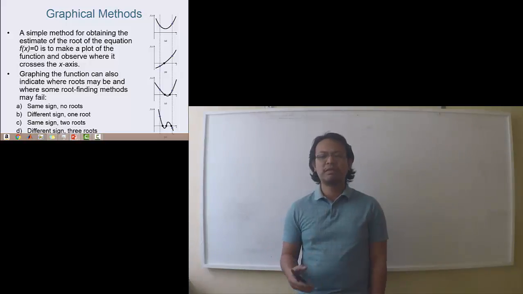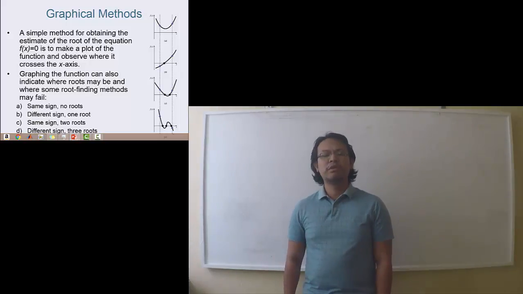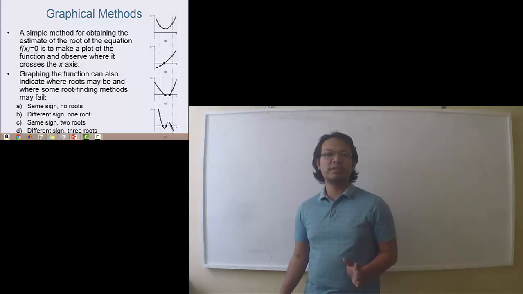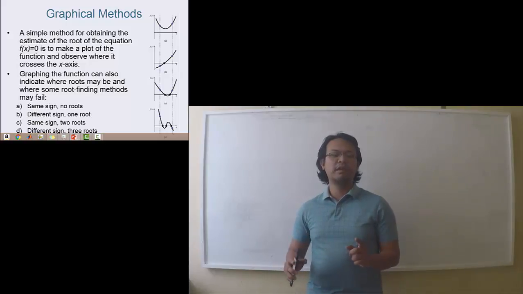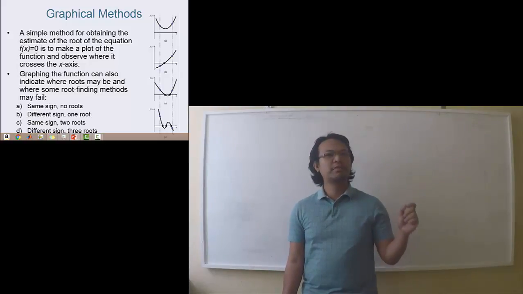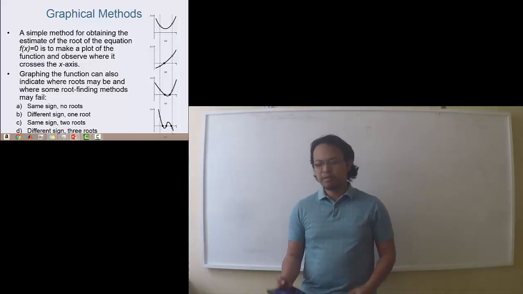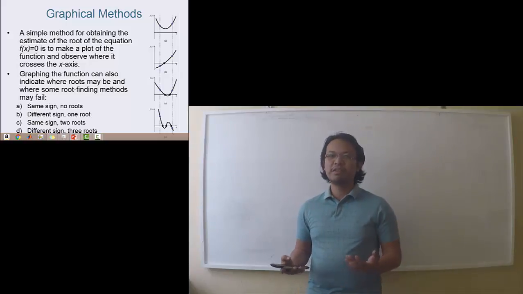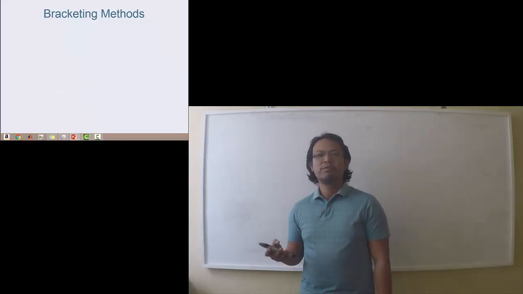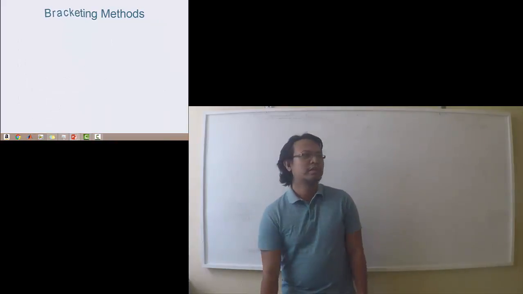So these are the possibilities that we can do. By plotting the function, you can simply see what is happening in the graph, and from there you will know the roots. But there's a much better way, and that is the numerical methods that we will talk about, which are the bracketing methods.